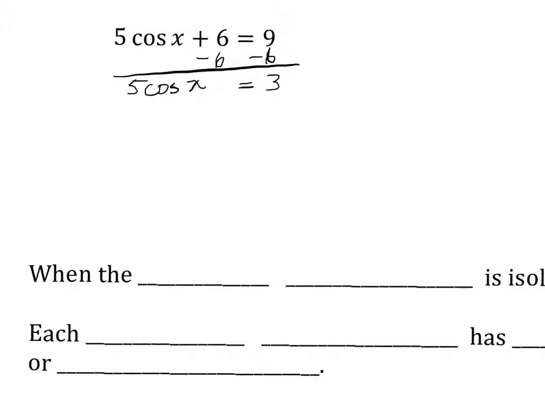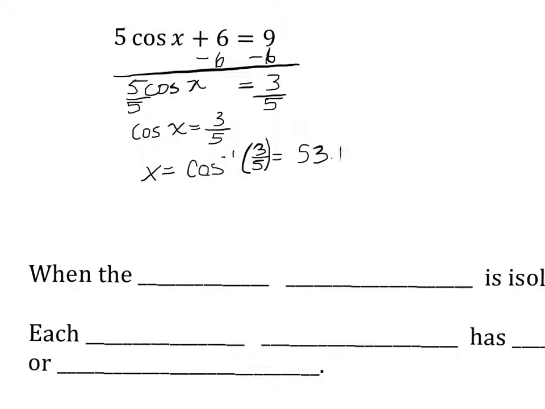Now we still need to get cosine of x by itself, so we'll divide both sides by 5, and we get cosine of x equals 3/5. Now we still need to solve for x, but we can use our inverse functions at this point to do that. So x is going to equal the inverse cosine of 3/5. And when we calculate that, we find the inverse cosine of 3/5 is equal to 53.13 degrees. Now remember, this is just a reference angle.